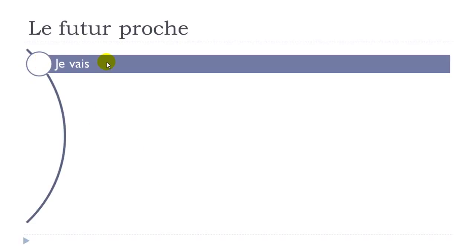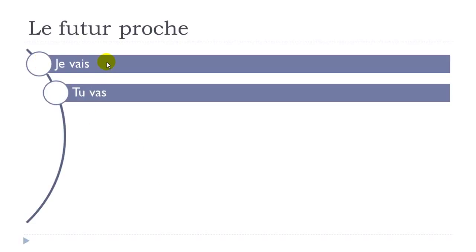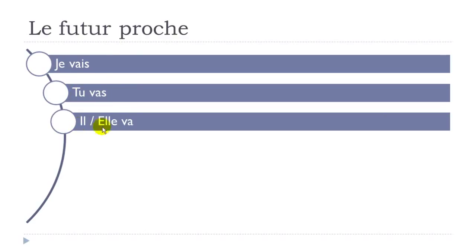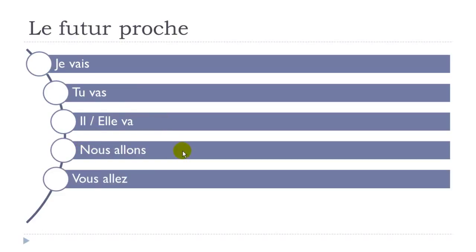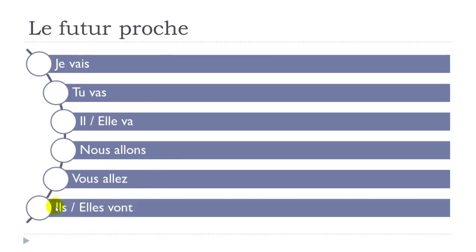Je vais, tu vas, il va, elle va, nous allons, vous allez, ils vont, elles vont. Okay, so this is the verb aller at the present tense. Okay, let's see it one more time.